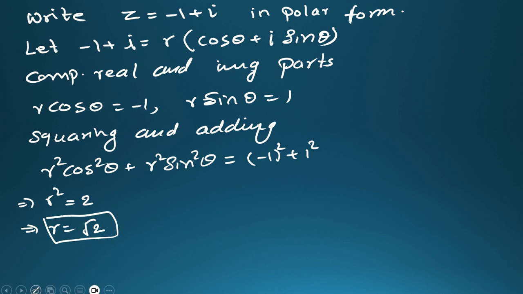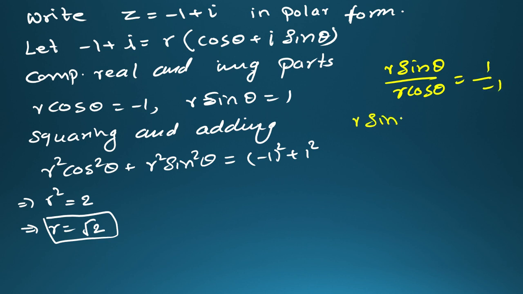Now how will you find the value of theta, that is, the argument? So let's talk about that also. Dividing the equations, you will get r sin theta over r cos theta is equal to 1 over minus 1. So tan theta is equal to minus 1. Now, to find the argument correctly, I am just making it positive. So the absolute value of tan theta will become 1. So theta is equal to pi by 4.